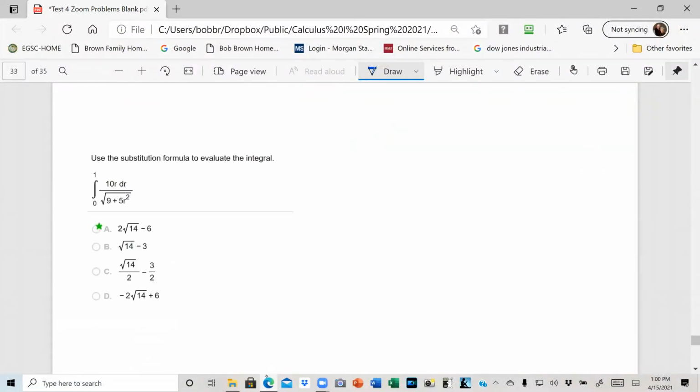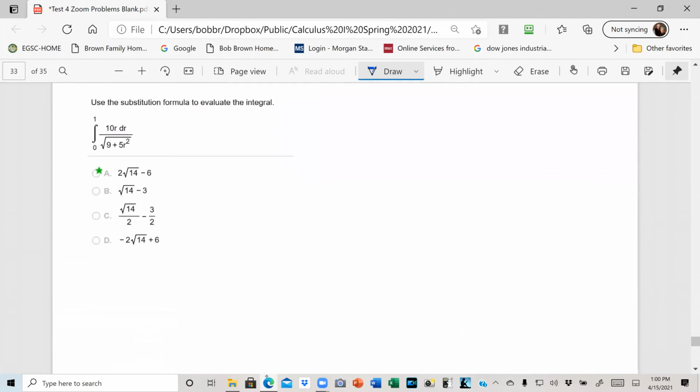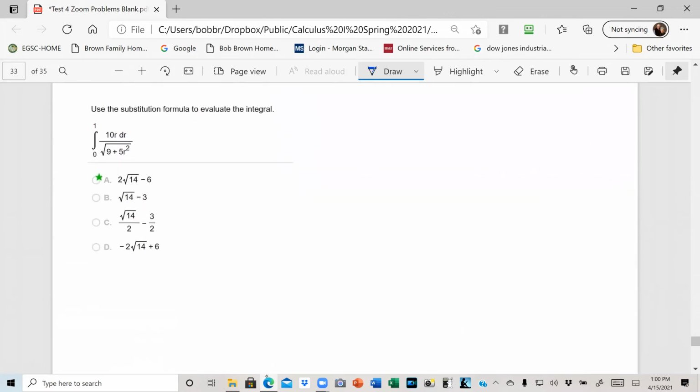Now we've got a definite integral, which we're going to have to use a substitution for. But it looks like this substitution is going to be pretty straightforward. Look at what's under the radical. It's 9 plus 5r squared. The derivative of that is 10r, which is sitting right here on top. So that's good news.